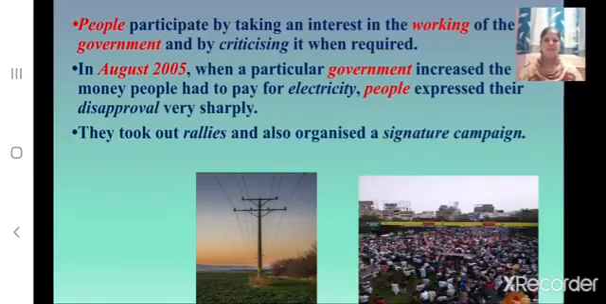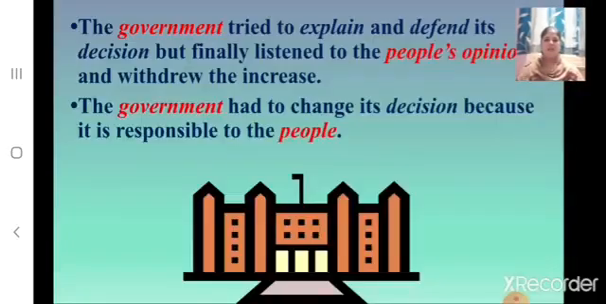Here an example is given: in August 2005, when a particular government increased the money people had to pay for electricity, the people expressed their disapproval. What did they do? They took out rallies and organized a signature campaign. And what did the government do? It tried to explain and defend its decision, but finally it listened to the people's opinion and withdrew the increase. That means the government had to change its decision. Why? Because it is responsible to the people.